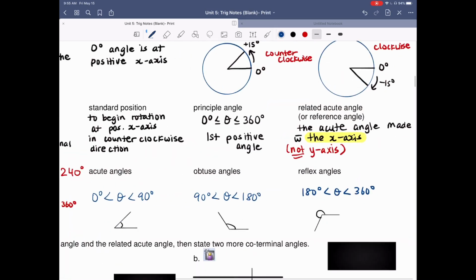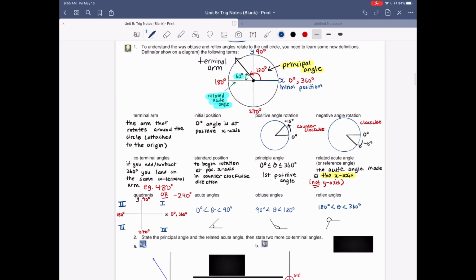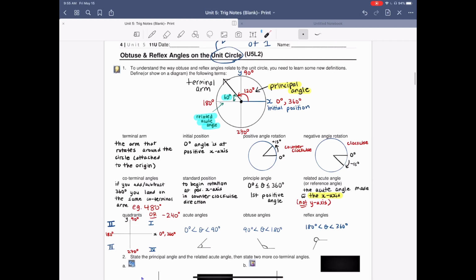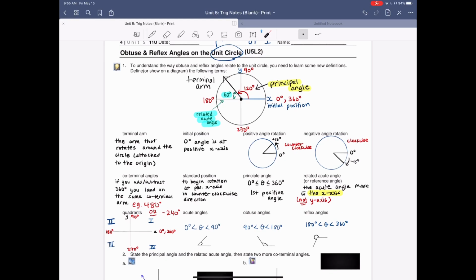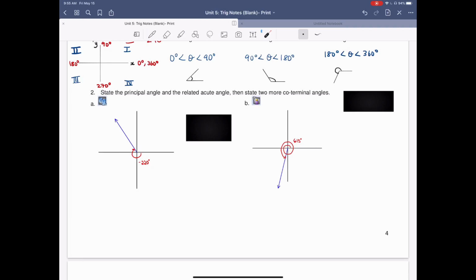And at first you might be like, well, how can you have an angle larger than 360 in the first place? But remember how we had the 480 here? What that meant is I just did one more rotation after that and I added that to it. Okay, so that is all the definitions we kind of need to warm up to all these kinds of questions. Question 2 says: state the principal angle and the related acute angle.